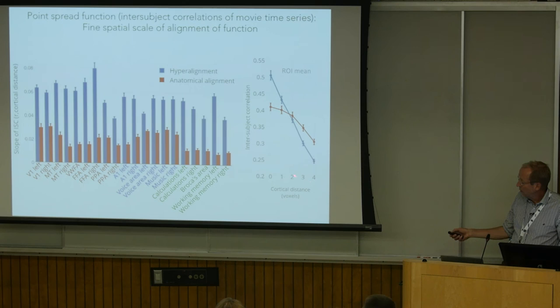What you can see is that for the anatomically aligned data, the between subject correlation for a voxel with itself is about the same as the correlation for a voxel and the neighboring cortical node, and really is not much different from a node two steps away. After hyperalignment, the time series for a node is very different from the time series from neighboring nodes, and even more different from the time series for nodes two steps away. So this shows that we're lining up a fine scale structure that's shared across subjects with a granularity of a single voxel.